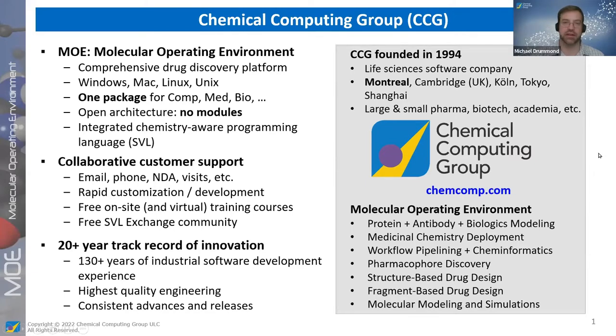Before I get started on today's case study, I did want to present one slide about Chemical Computing Group. CCG was founded in 1994, so we are coming up on 30 years of being in the scientific software business. We have offices in Canada, in Montreal, in the UK, Germany, Japan, and through a partner in China as well.